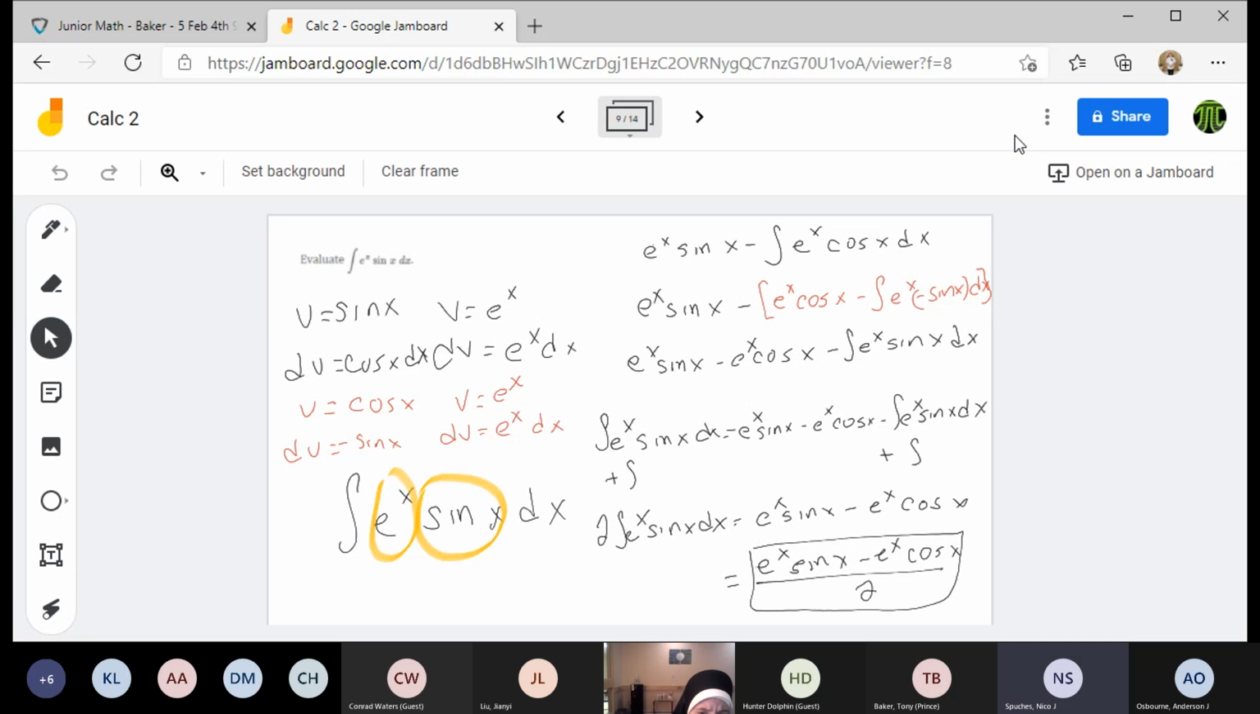So if you find yourself seem to go around in a circle and you get right back to where you were at the beginning, remember that you have that other side of the equation. So if you can bring it over to the other side again, you have what's left over, and you can just divide by the 2 at that point.